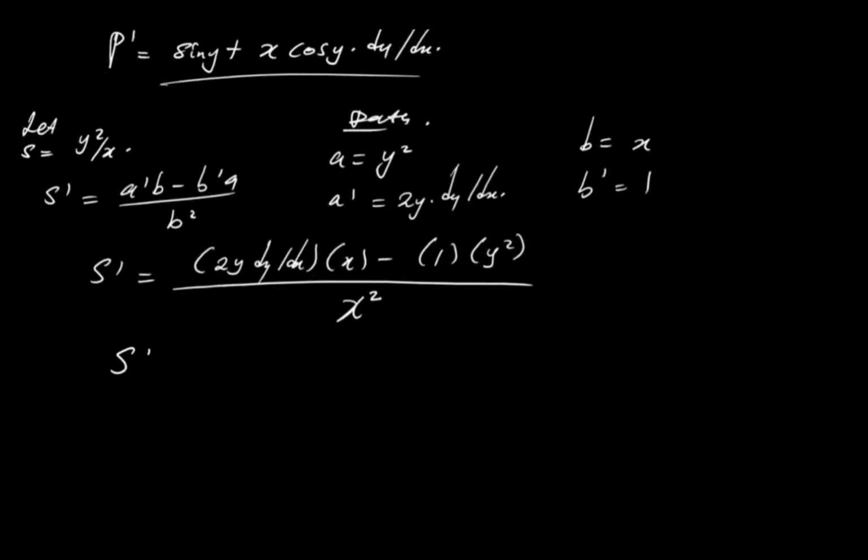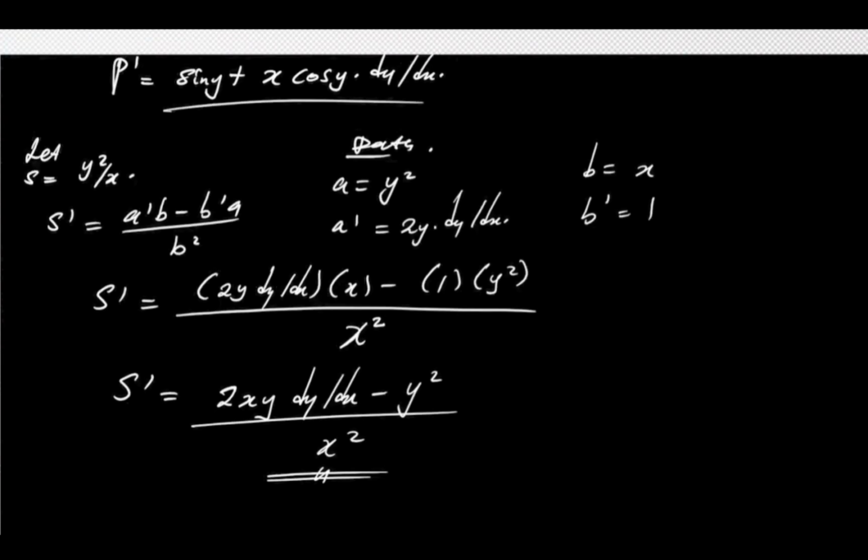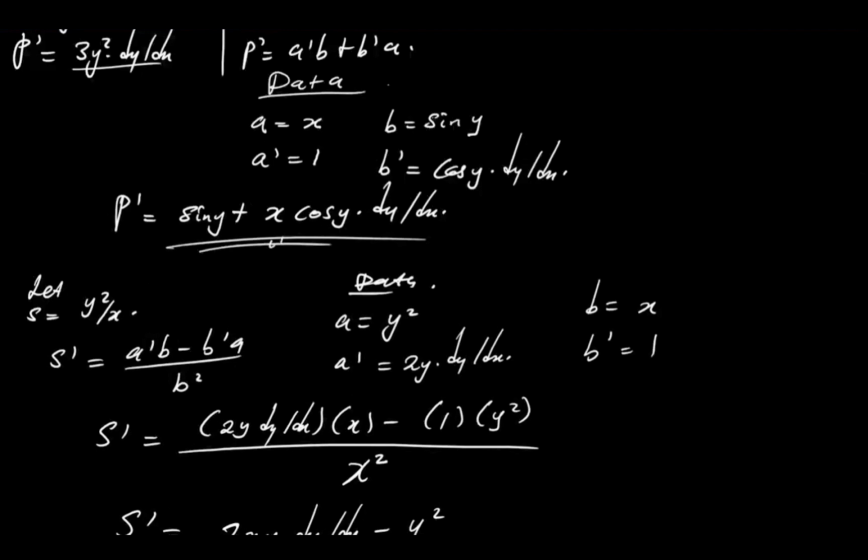Simplify furthermore, s prime is equal to 2xy dy over dx minus y squared over x squared. So that's your answer here. So we have this one, and we also have p prime and q prime. Take note of everything. Now we know that even if I had said let r be equal to 8, r prime will be 0. So we have now differentiated each term in that statement.